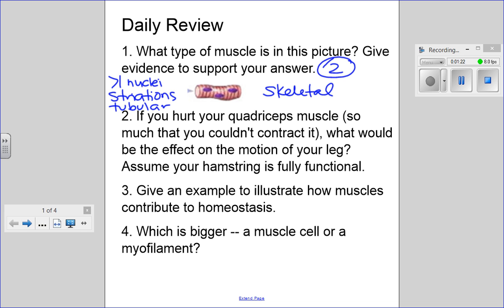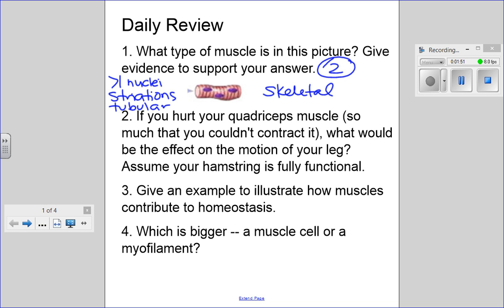Now the next question asks, if you hurt your quadricep muscle, but your hamstring was okay, what would be the effect on the motion of your leg? So in this question number 2, I'm asking you to think about how muscles work in pairs. They always have to work together. And so some people might say, oh, well, your leg could do one thing but not the other. And in reality, your leg could do neither motion.